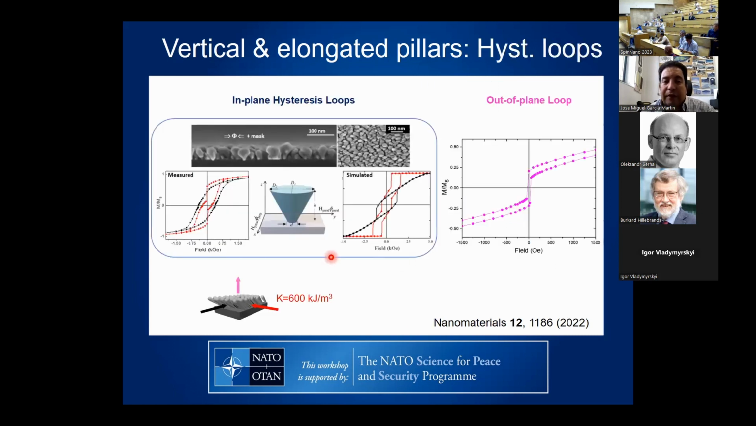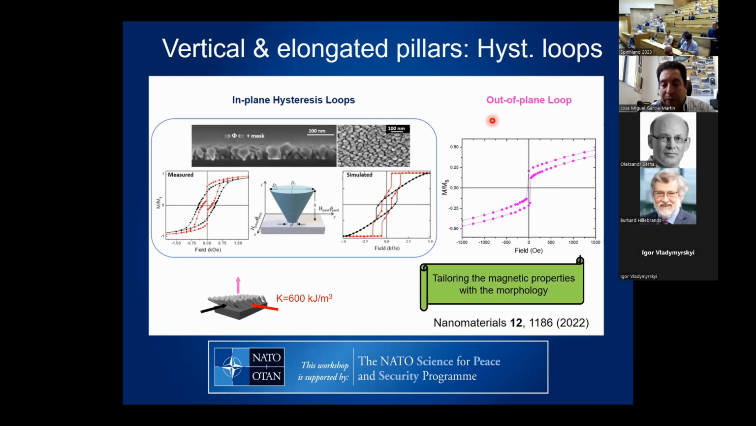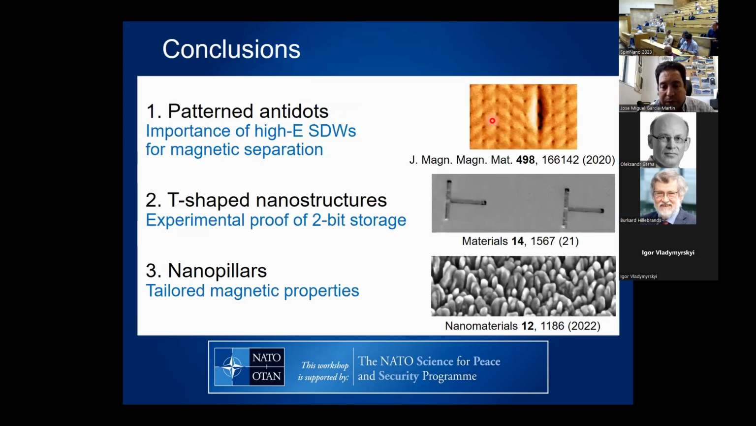And in this case, now we have an anisotropy in the plane, different loops depending on the direction. And in the vertical, when we apply the field in the vertical direction, the squareness has increased and we have a higher remanence than in the previous cases. So the take-home message is that we can tailor the magnetic properties with the morphology. So with this, we arrived at the end of the talk.